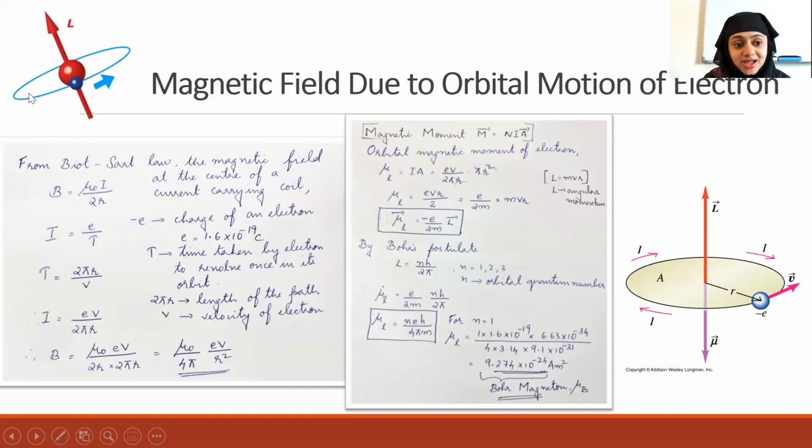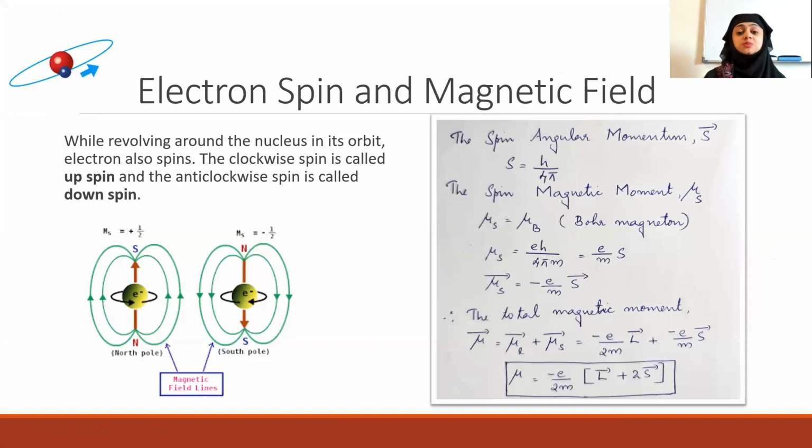Okay. So this is the magnetic moment due to the orbital motion of an electron. But we saw that as the electron revolves around the nucleus in its orbit, it's also spinning about its axis. So there is, in addition to the orbital magnetic moment, a spin magnetic moment. So let us see what is the spin magnetic moment. So the electron, spin, and magnetic field. What is the contribution of electron's spin to the magnetic field produced by the electron?